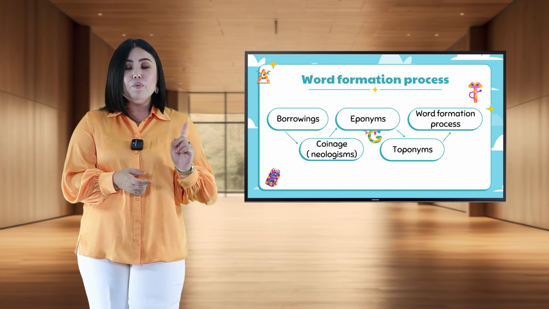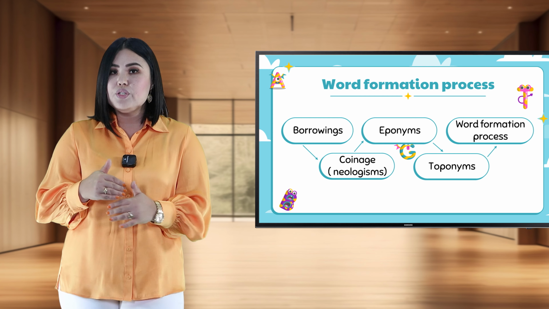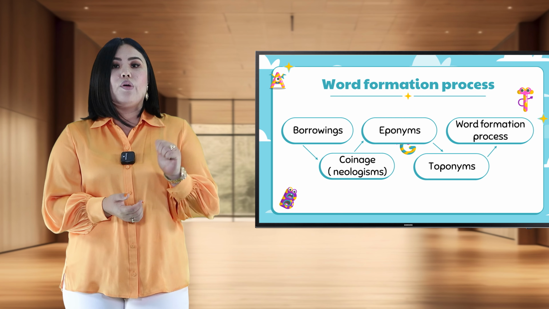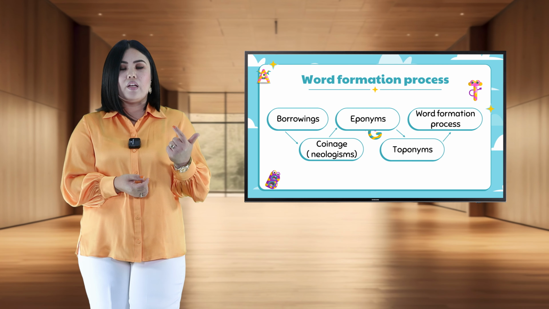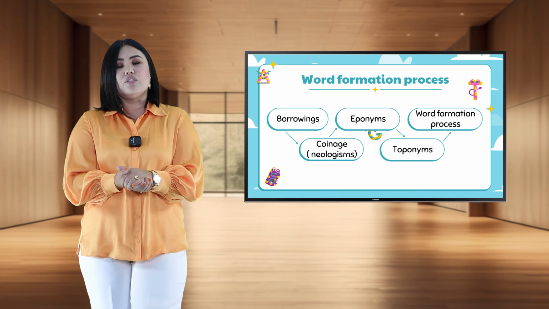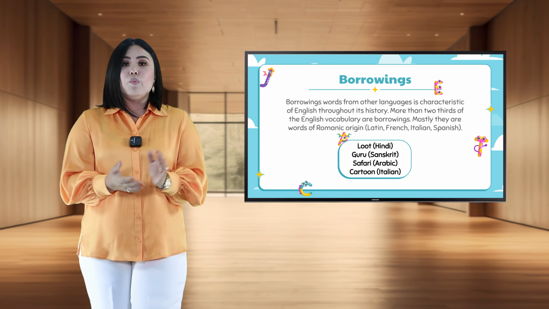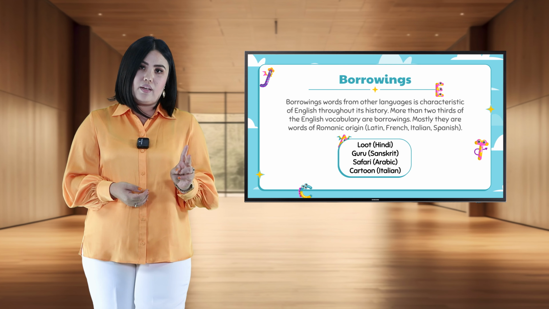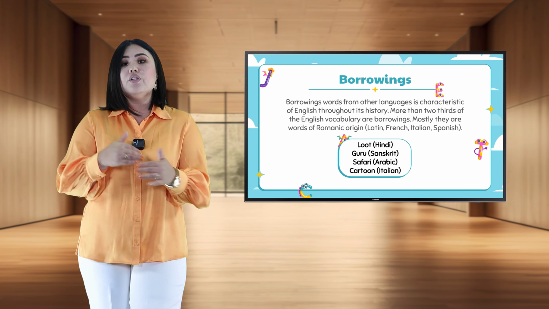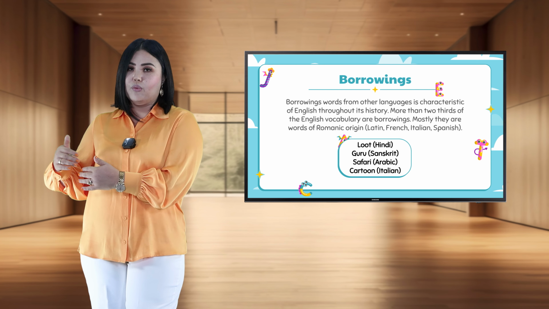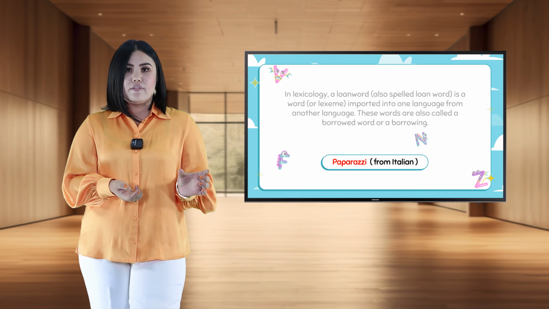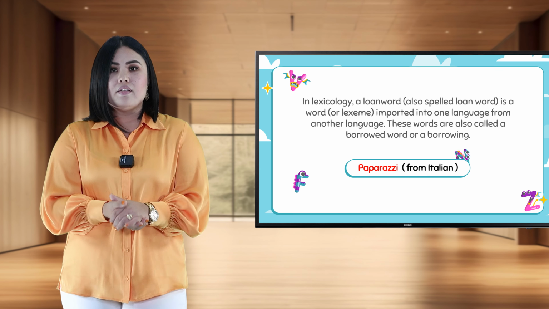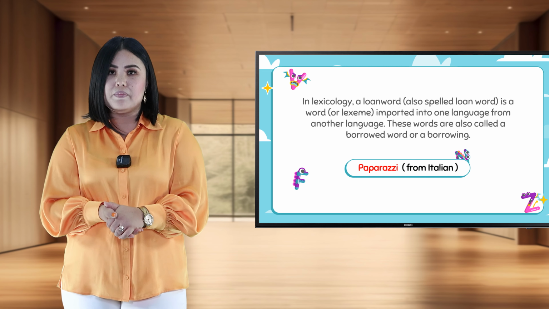And also we have some words which play a crucial role in the formation of the word. They are borrowings, coinage, eponyms, and toponyms. Borrowings. Words are borrowed from other languages in two ways. First one is in the original language. They are called loan words. For example, paparazzi, this word is taken from the Italian language. Or karaoke, tsunami, these words are taken from Japanese.